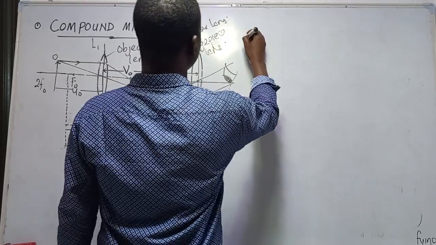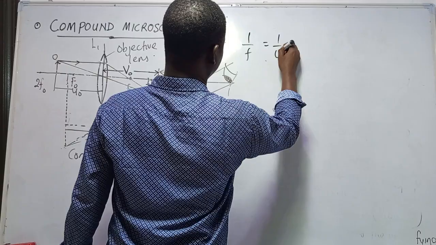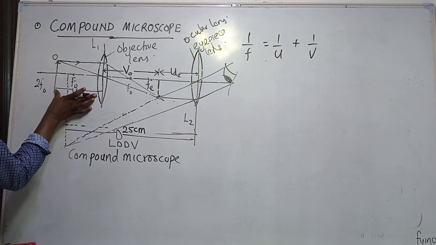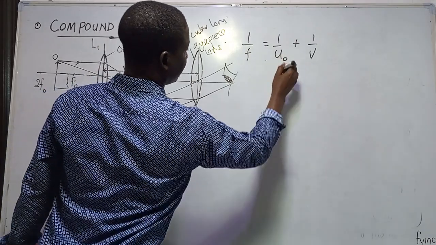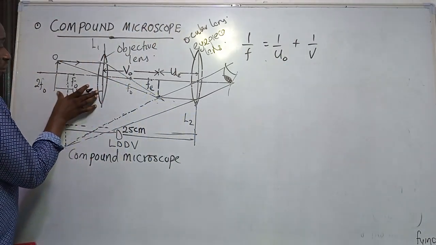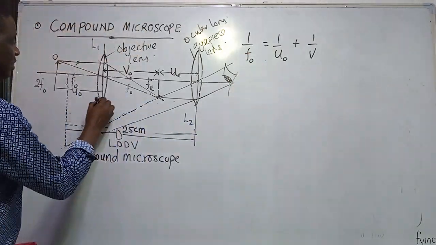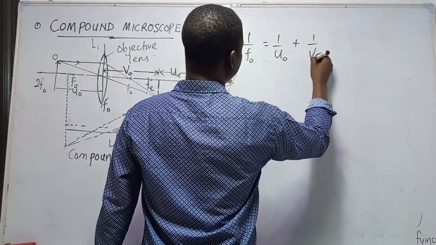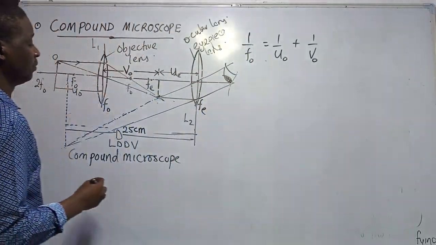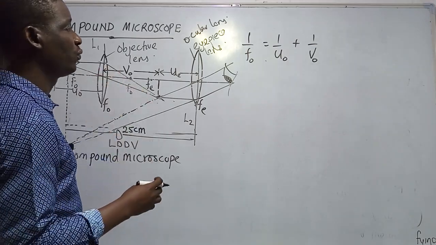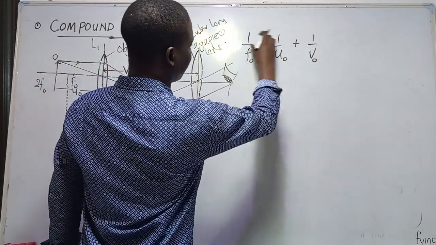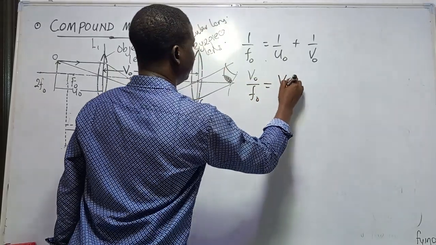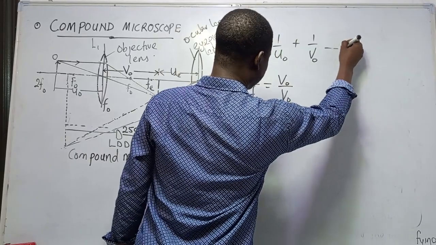So if I have the formula 1 over f equals 1 over u plus 1 over v, that's the formula for a lens. Now let's consider u as the object distance of the objective lens, with focal length f naught, and the eyepiece focal length fe. Let's consider v as the image distance of the objective lens. Let us look for the magnification. Let's multiply this equation all through by v naught.